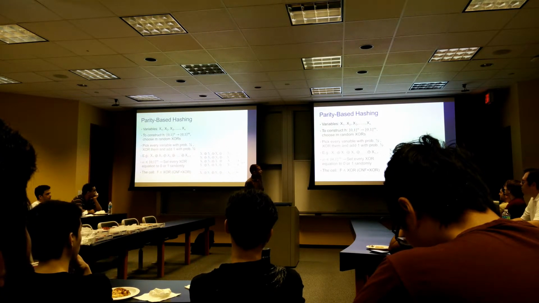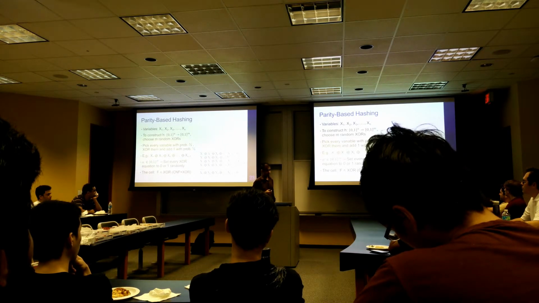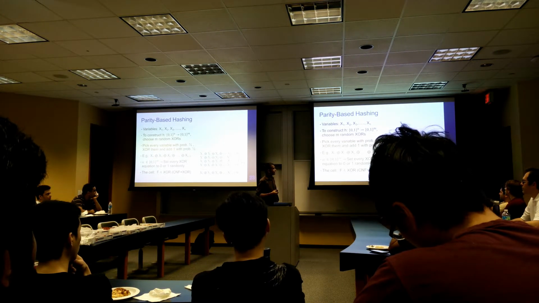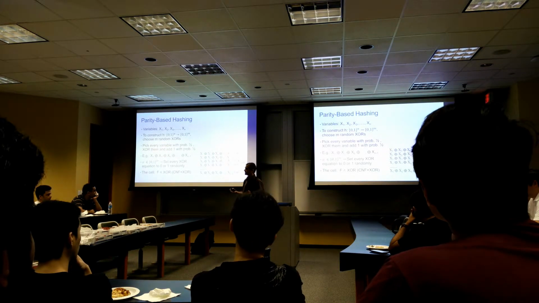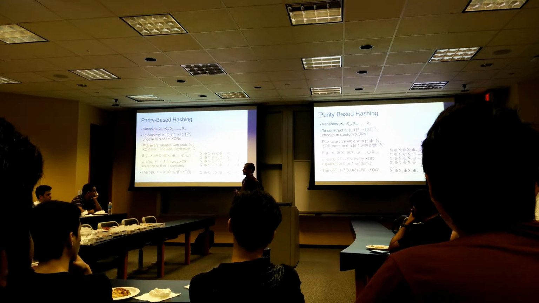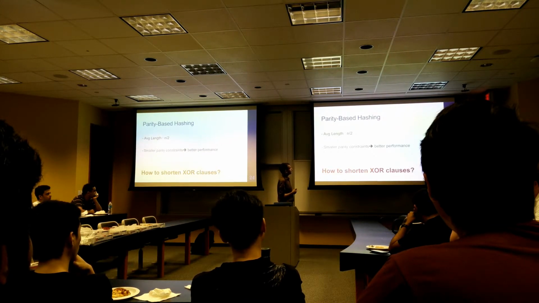So a quick probability question. What is the average length of each of these XORs? This is not a trick question. It is n by 2. The expected average length is n by 2, because you pick every variable with probability half. So half of the variables on average get picked, half of them won't be picked.